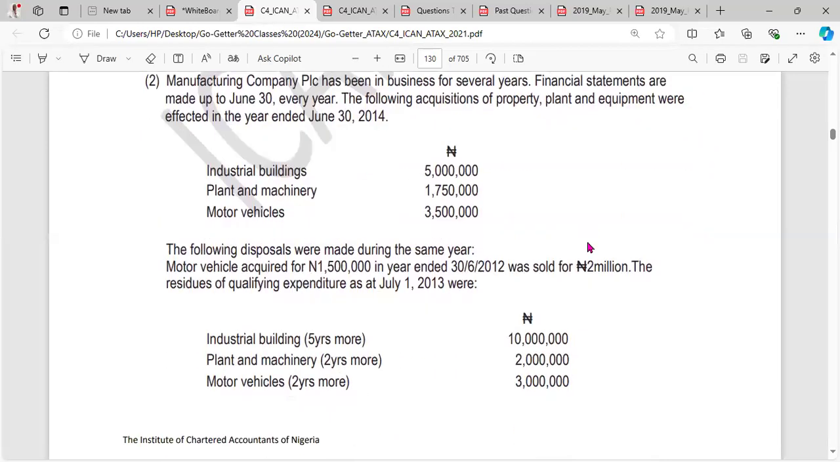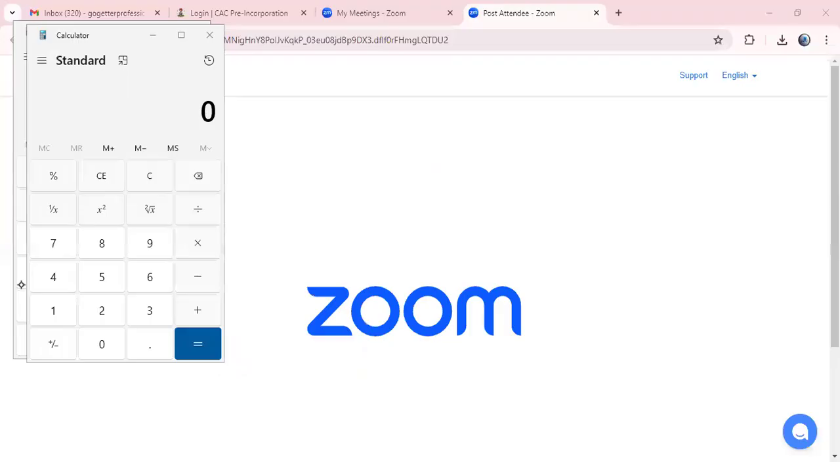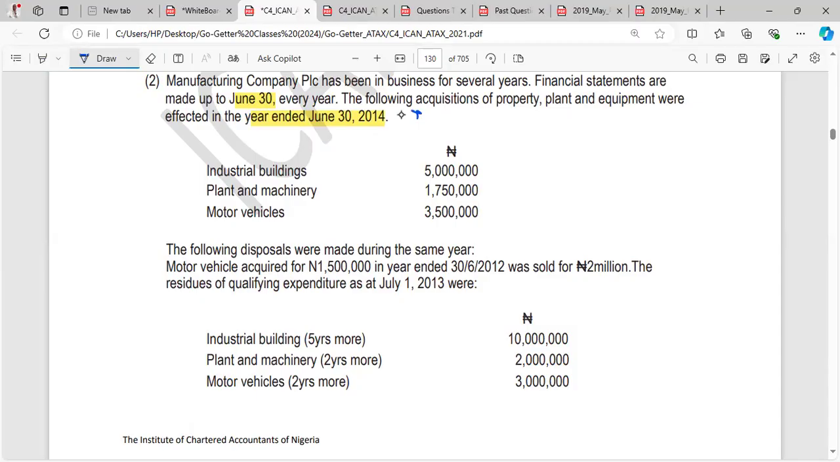This one says that Manufacturing Company PLC has been in business for several years. Financial statements are made up to 30th June every year. The following acquisitions of property, plant, and equipment were effected in the year ended June 30, 2014. So if it is effected in the year ended June 30, 2014, it then means that the year of assessment here is 2015.